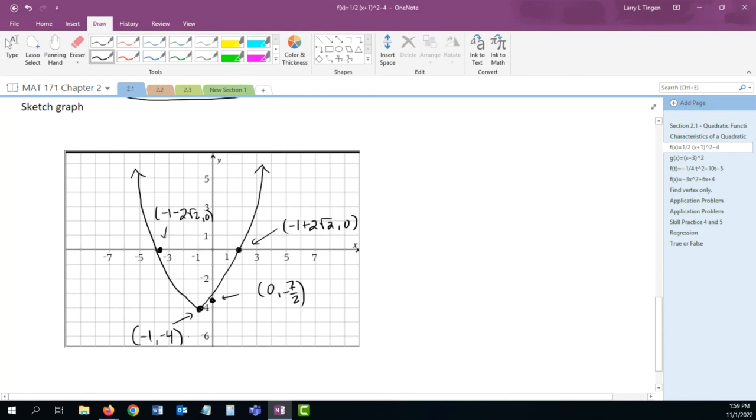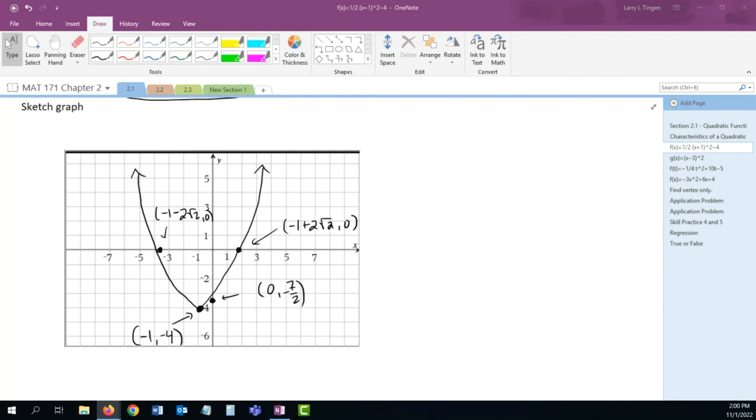Now, here's where everybody starts to get frustrated. Is that a perfect graph? Absolutely not. It is not a perfect graph. But I didn't ask you for a perfect graph. I asked you for a sketch. We're trying to gather enough properties and information about a quadratic so that we get an idea of what it looks like. If I wanted a perfect graph, I would just graph this in some software.